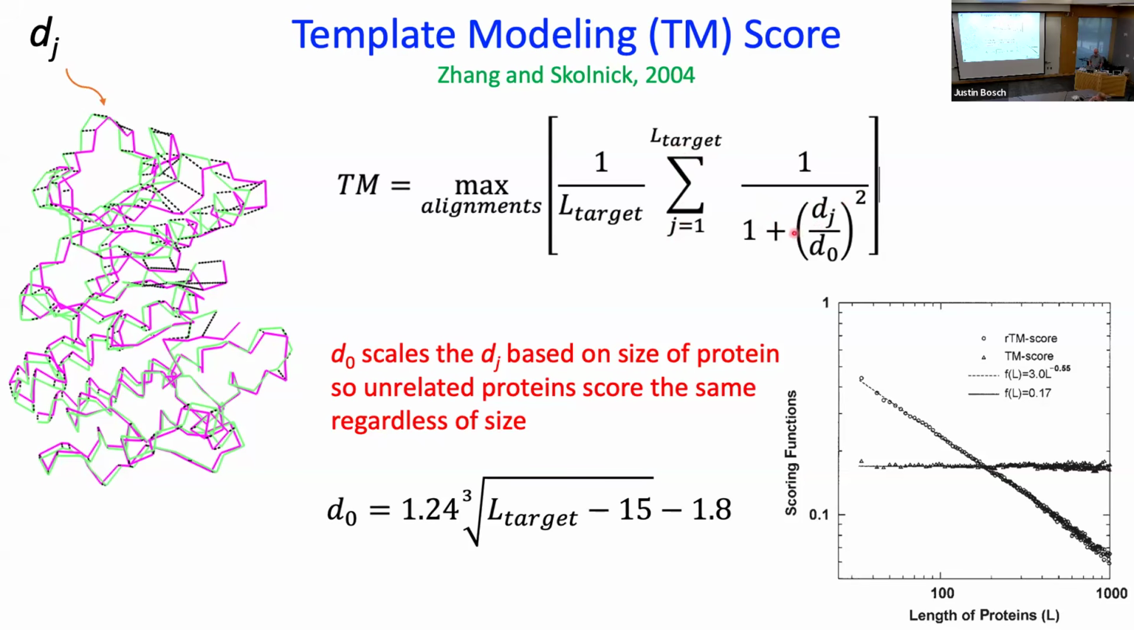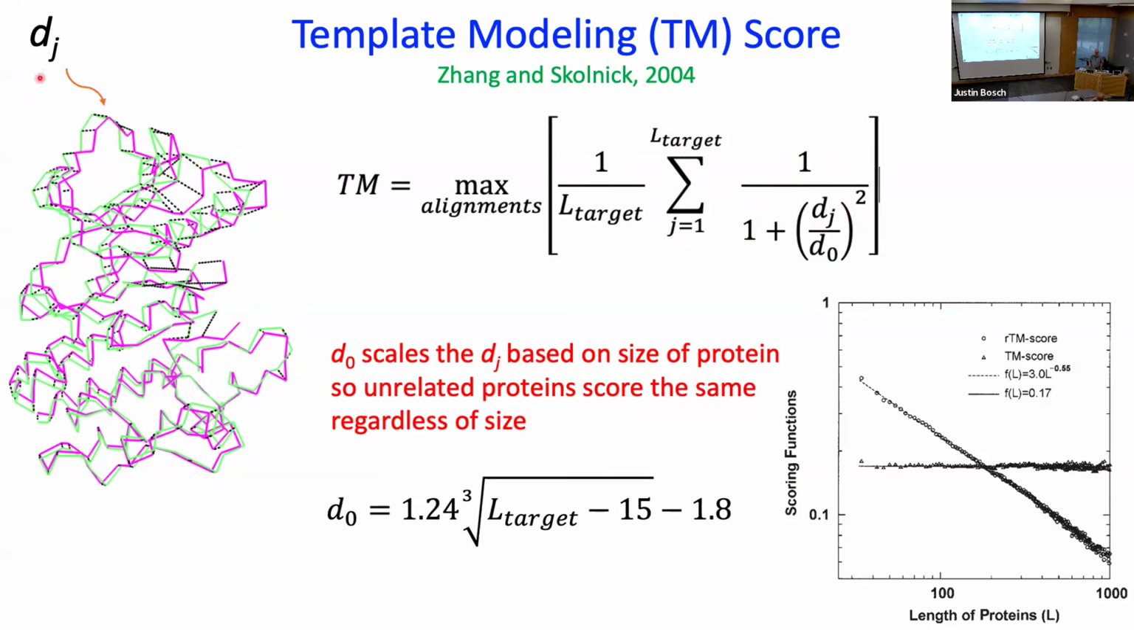And I'm going to look at this little function here. For every residue, I'm going to evaluate that function, and then I'm going to take the average, because it's 1 over the length of the target. But what is this function? Yeah, it's a little complicated. It's 1 over 1 plus dj divided by some number, d0, and I'm going to square that. Why?